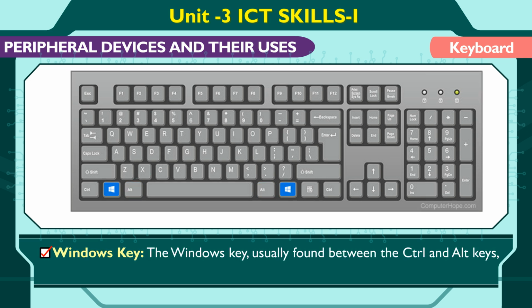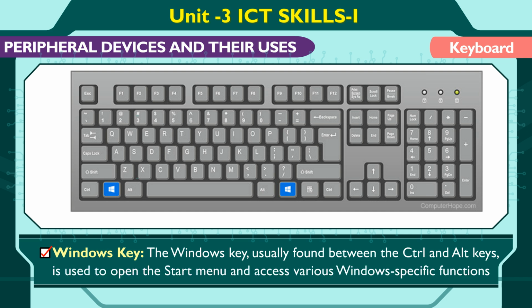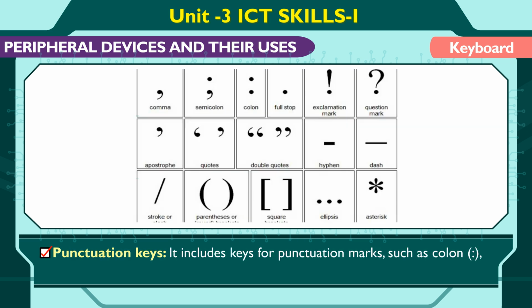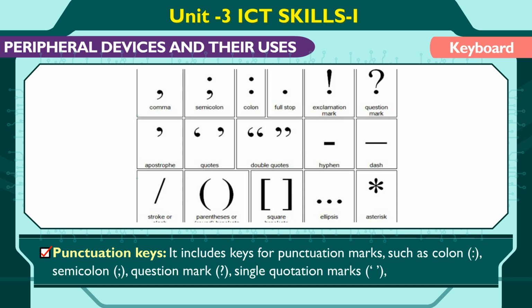Windows key. The Windows key, usually found between the Ctrl and Alt keys, is used to open the Start menu and access various Windows-specific functions and shortcuts. Punctuation keys. It includes keys for punctuation marks such as colon, semicolon, question mark, single quotation marks, and double quotation marks.